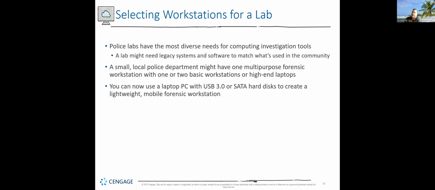A small local police department might have one multi-purpose forensic workstation with one or two basic workstations or high-end laptops. Yeah, that's right. You can now use laptop PCs with USB 3.0 or SATA hard disk to create a lightweight mobile forensic workstation. You could have that for the field if you had a van. If you work for the police, they might give you a forensic van that handles that.